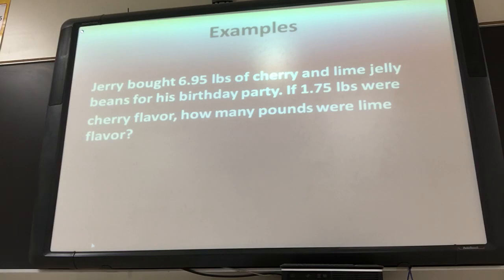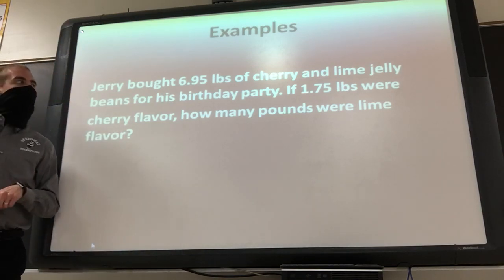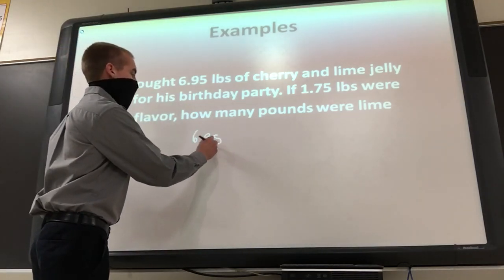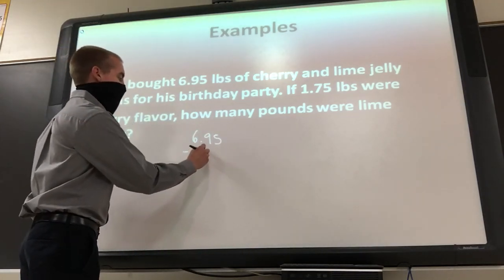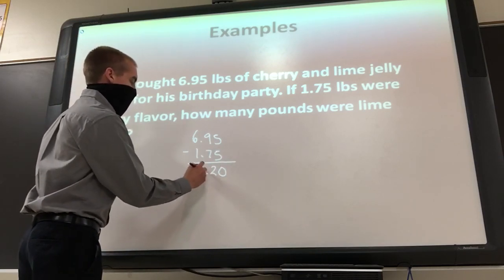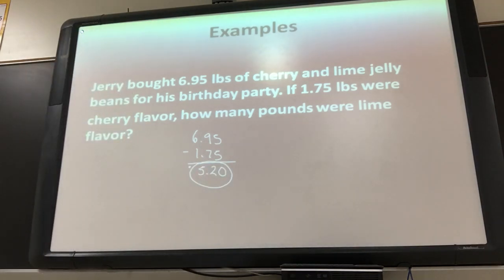Okay, for this one, what operation are we going to do to find out how many pounds for lime? Subtract the two, so 6.95 minus 1.75. And when we subtract, we realize that 5.20 pounds are lime.